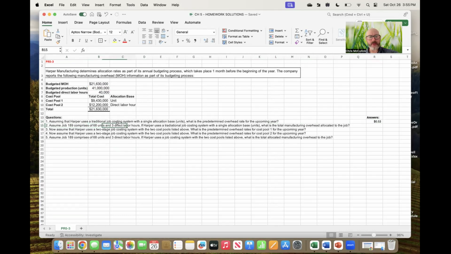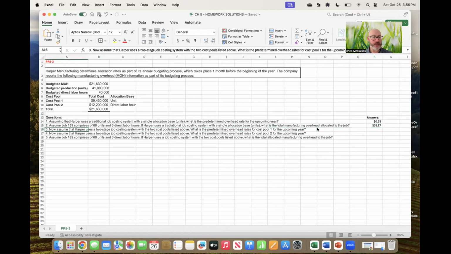Okay, so the next thing we're going to do, it says assume job 189 comprises 68 units and 3 direct labor hours. If Harper uses a traditional job costing system with a single allocation base, again, units, what is the total manufacturing overhead? Okay, well, if we're just using units, we're going to take this and multiply it by 68 because that's the amount we have for that driver. We'll just ignore direct labor hours here because we're only using a single predetermined overhead rate. So that gives us a total of $35.87.